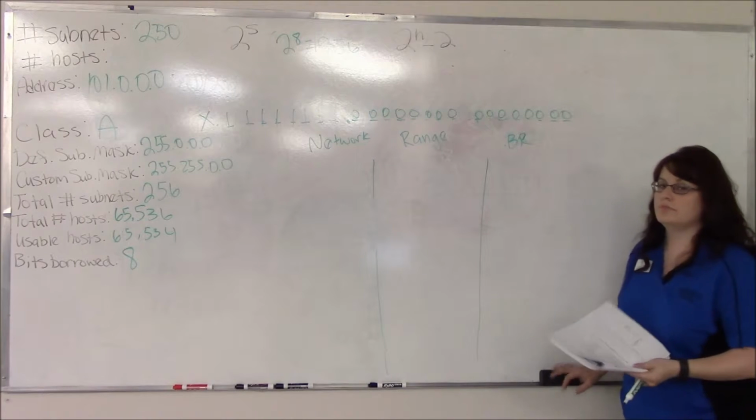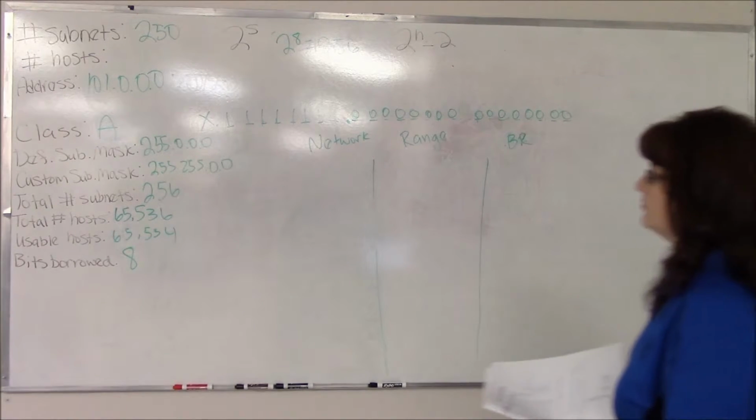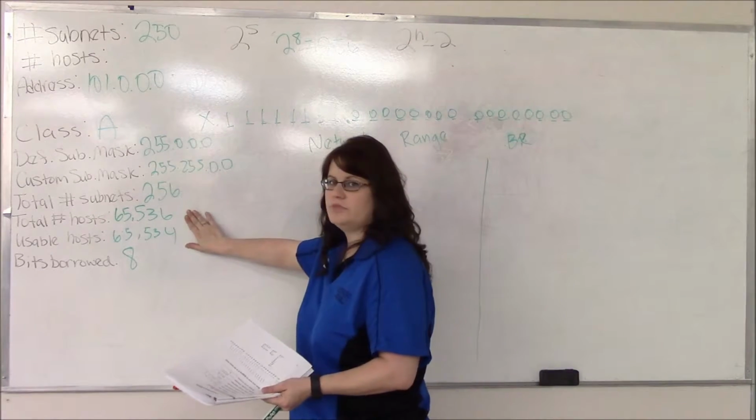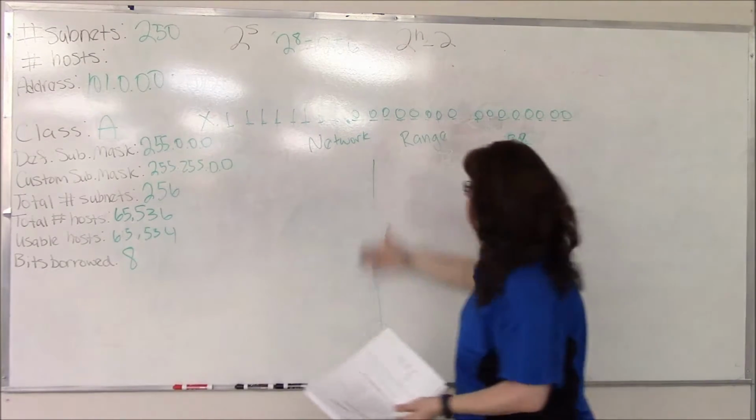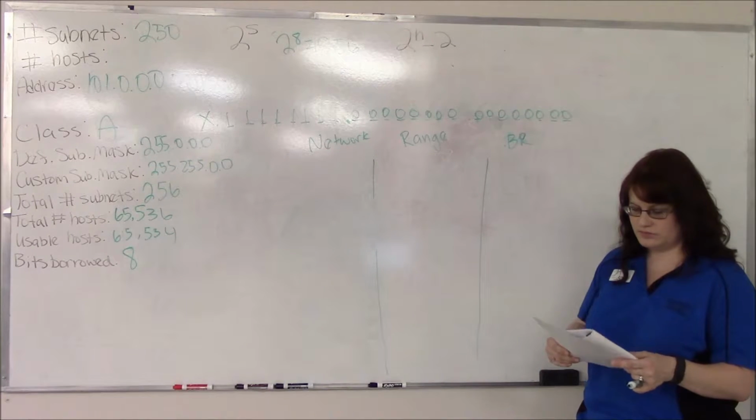For, like, where it says usable hosts, don't you take 2 off for each subnet? In general, when you actually do it, you'll have the 2 off for each subnet.